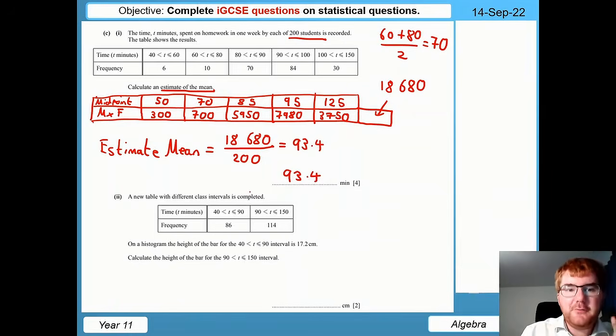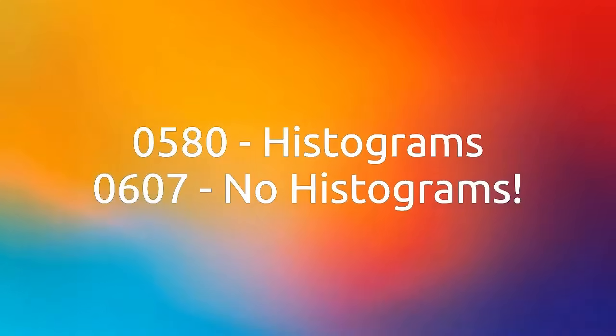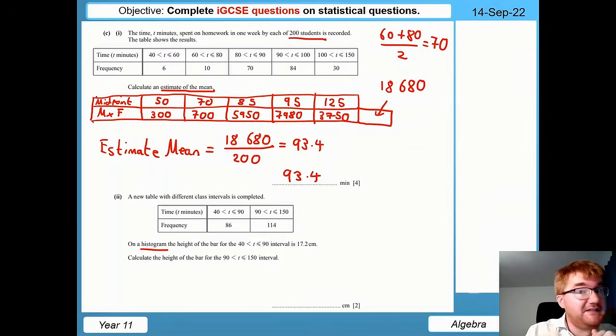Okay, and a new table here with different class intervals is completed as here. And on a histogram, so this is an important word here. If you're doing 0580, histograms are on your course. If you're doing 0607, they are not on your course. So only pay attention to this if you're doing 0580. And we're told on this histogram, the height of the bar between 40 and 90 is 17.2. That's going to be important later. And we need the height of the bar for 90 to 150.